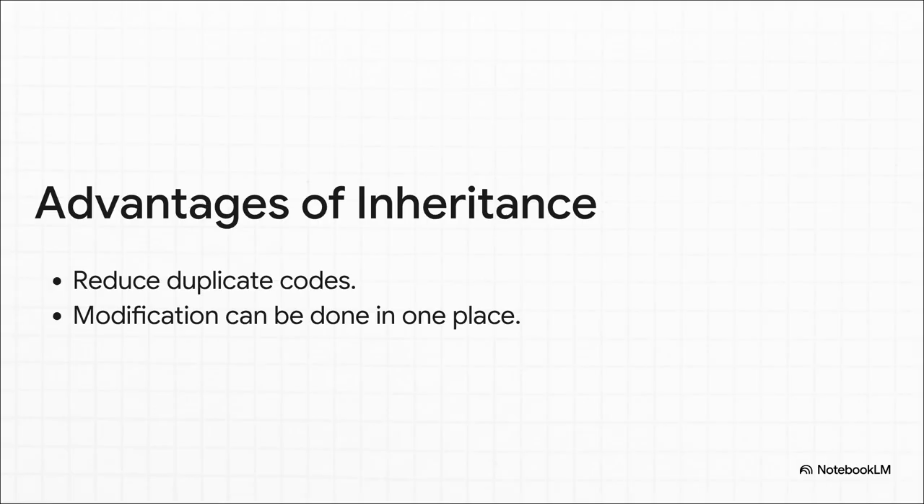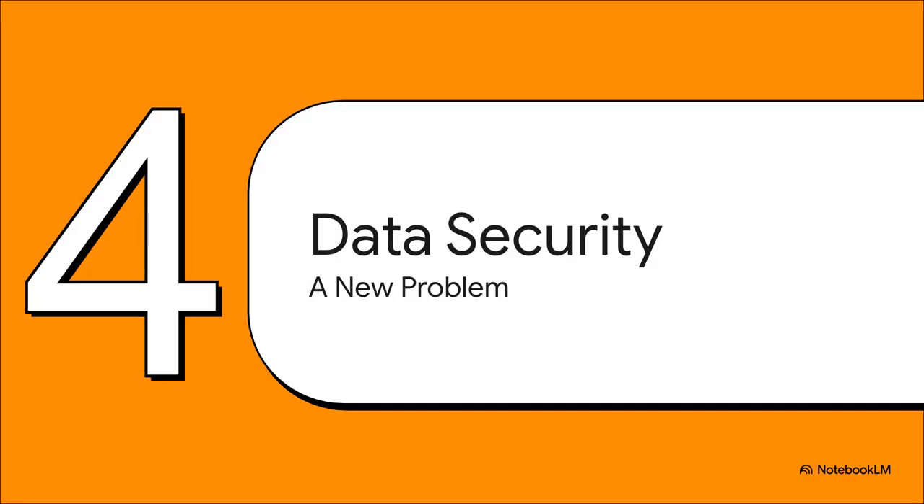And this right here brilliantly illustrates the core advantages. We've completely gotten rid of duplicate code. And if we ever need to change how all the animals eat, we only have to modify it in one single place, the animal class, and bam, that change is automatically reflected everywhere. Okay, so we've solved the efficiency problem, which is awesome. But this solution kind of introduces a new, more subtle challenge: data security.